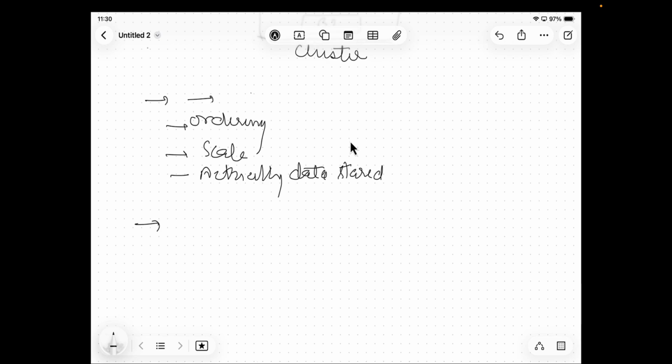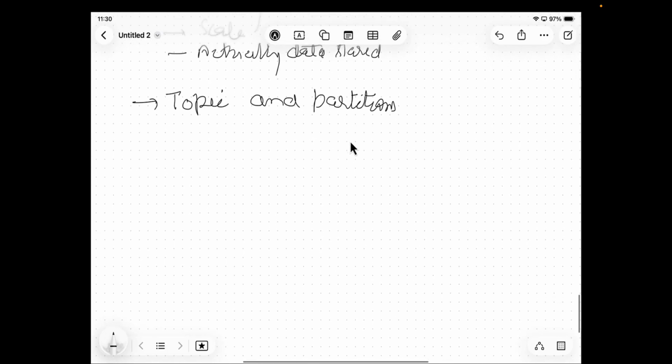Two of them are very basic ones, that is topic and partition. So first we will understand the topic deeply, and then we will move to the partitions. Okay. So let's discuss the topic first. So what is the topic?